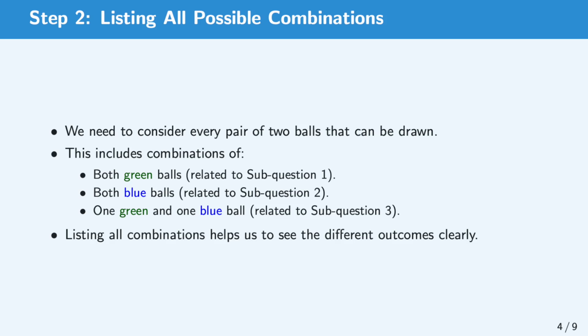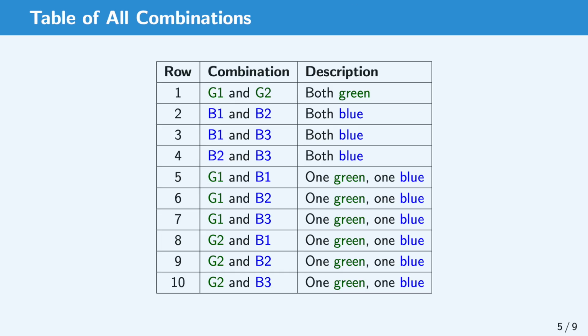Now we need to carefully consider every possible pair of 2 balls that can be drawn. Let's break it down. We can draw both green balls, G1 and G2, which is what sub-question 1 is asking about. We could also draw 2 blue balls in various combinations, which relates to sub-question 2. Lastly, we could draw 1 of each colour, which corresponds to sub-question 3. By listing these combinations, we're essentially painting a complete picture of all the outcomes we might get. If you feel this is a lot to take in, don't worry. You can always pause and reflect on what each of these combinations mean. Now let's move to the next slide and look at all the combinations summarised in a table.